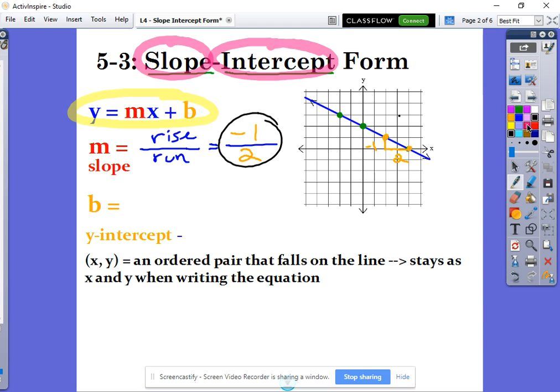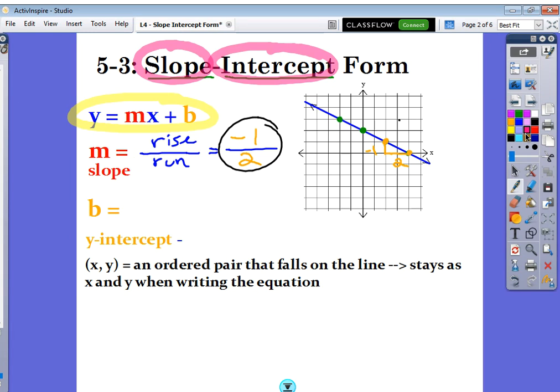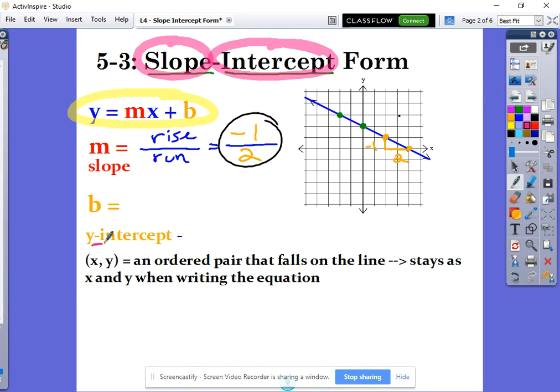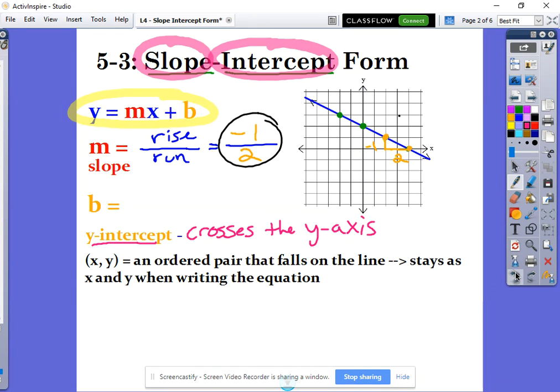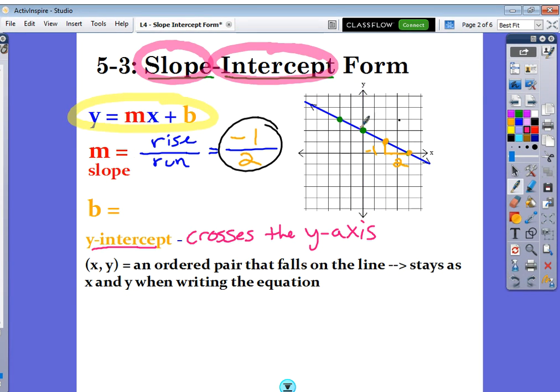Next, we look at the b value. The b value is essentially the y-intercept, where it crosses. So remember, the y-intercept is where it crosses the y-axis. Okay, so let's write that in first. The y-intercept is where it crosses the y-axis. So hopefully you're just looking at your y-axis right here. The y-axis is the vertical axis. This guy right here, that's your y-axis. And you have to just simply find where our blue line crosses that y-axis.